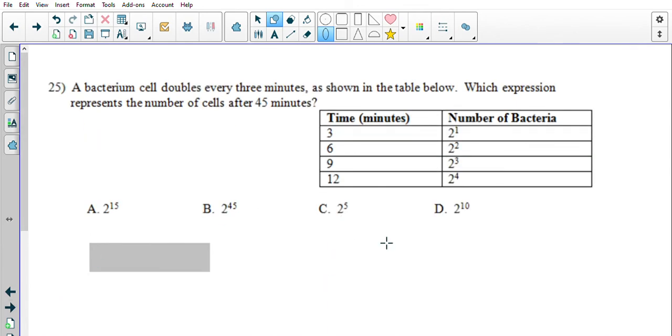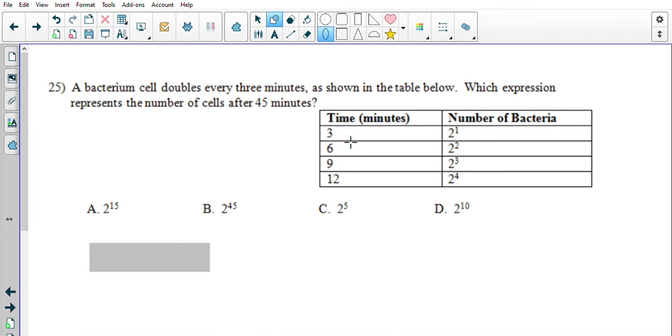Number 25, last example here, which involves some patterns. A bacterium cell doubles every 3 minutes as shown in the table below. Which expression represents the number of cells after 45 minutes? So you can continue this chart all the way until you get to 45 minutes. You notice that we're adding 3 every time.